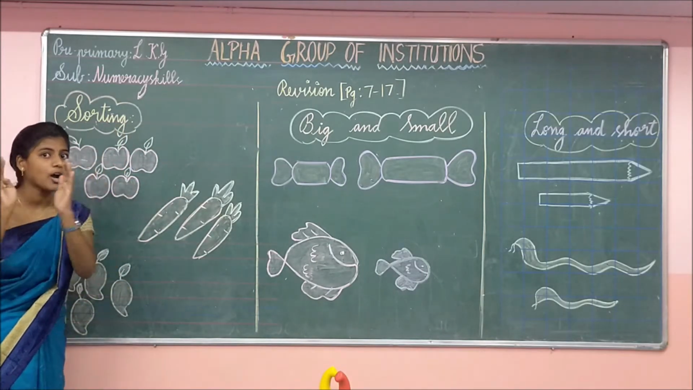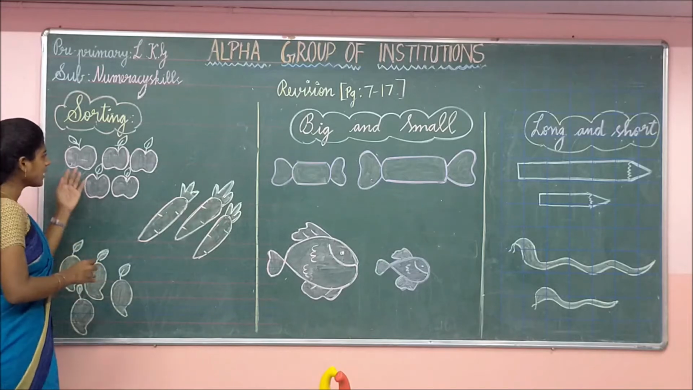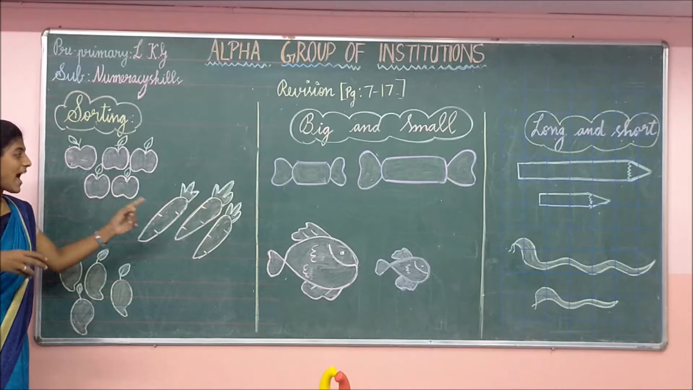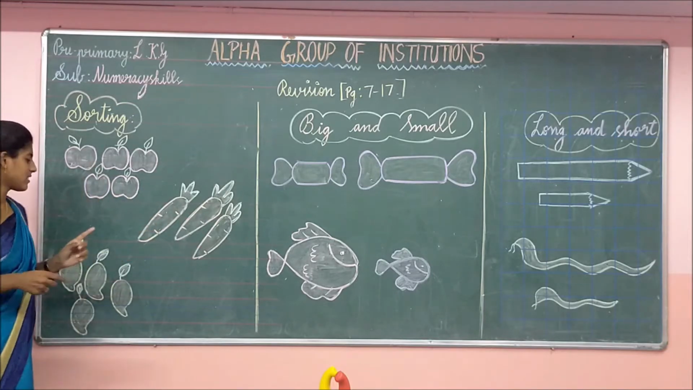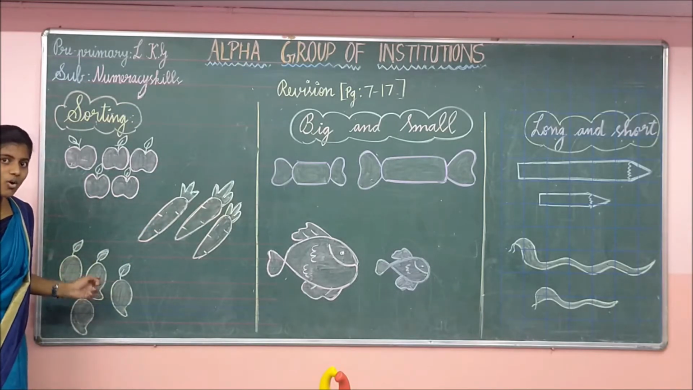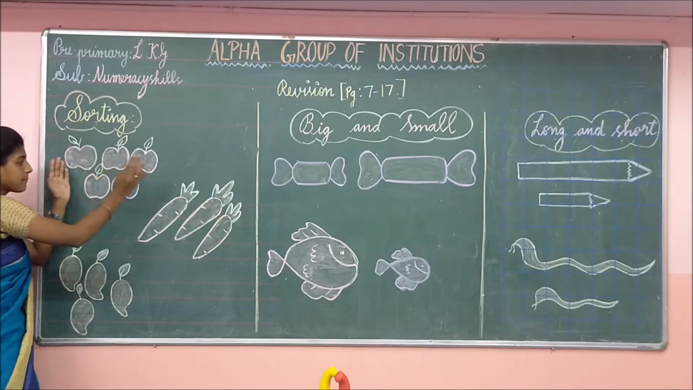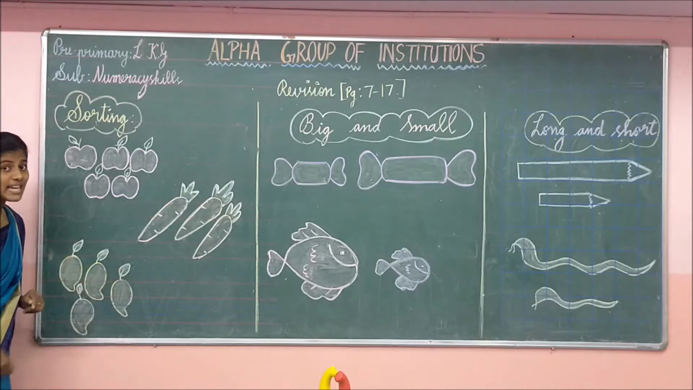We are going to group according to the things. What are the things we have here? We have apple and we have carrots. Then we have mango. Okay children, now we are going to group them. Group them according to the things.